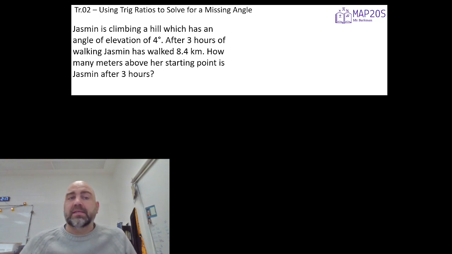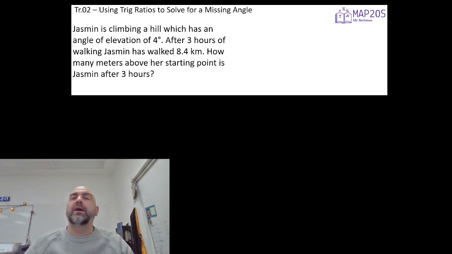So the first one here says that Jasmine is climbing a hill which has an angle of elevation of 4 degrees. After 3 hours of walking, Jasmine has walked 8.4 kilometers. How many meters above her starting point is Jasmine after 3 hours? Draw a diagram, try to solve, pause the video now, come back when you're ready. All right, here we go.